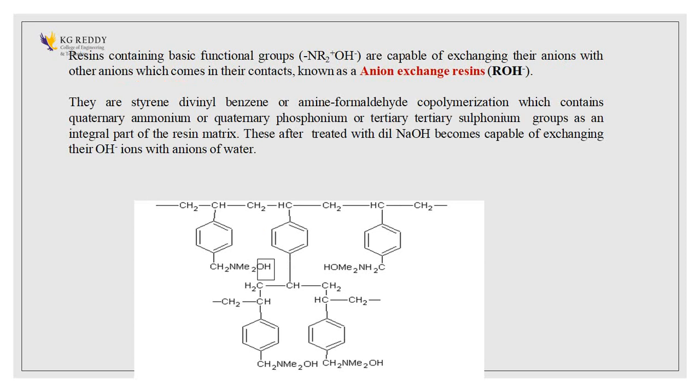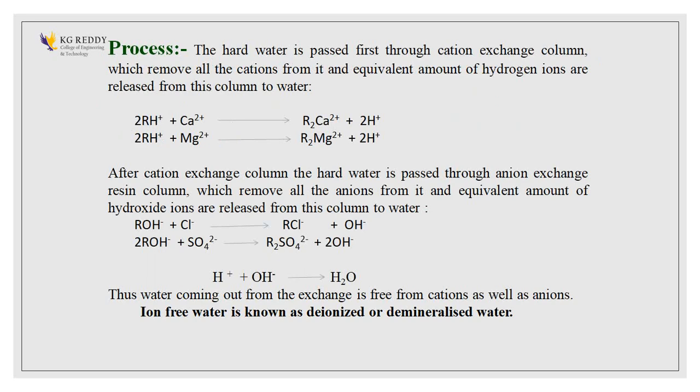The next one is anion exchange resin. It may consist of basic functional groups, OH minus, right? It is capable of exchanging an anion with another anion which comes in its contact, and that is known as anionic exchange resin. It can be represented by ROH-, right? Generally, the example is styrene divinyl benzene amine formaldehyde copolymerization. If you see this, the OH will be there.